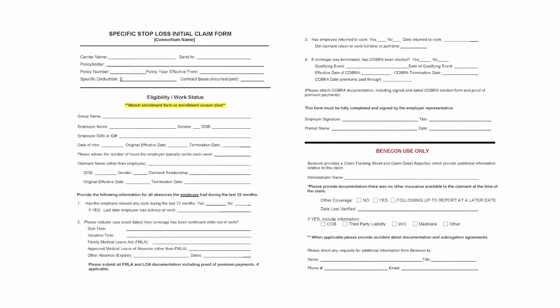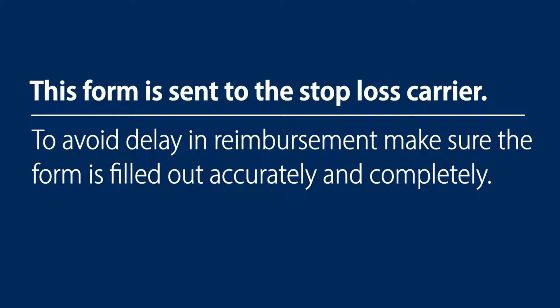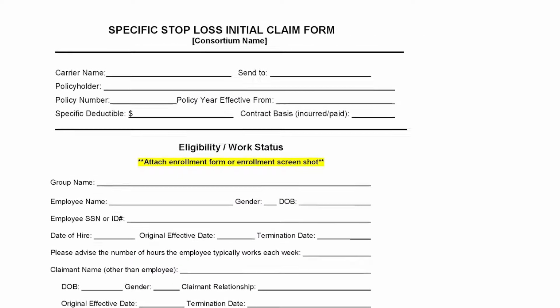This video is an introduction to the specific stop-loss initial claim form. You will receive this claim form when an employee or dependent has either met or is close to meeting the specific stop-loss deductible. This form is sent to the stop-loss carrier, and it is very important it is filled out accurately and completely to avoid delaying your company's reimbursement. You will receive this form from either your account manager or finance team.